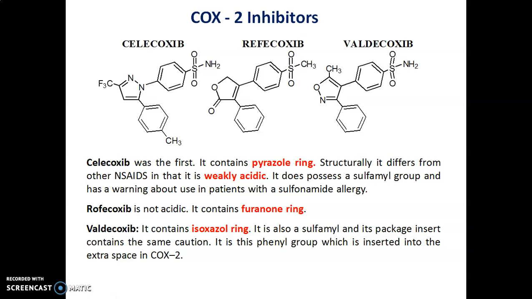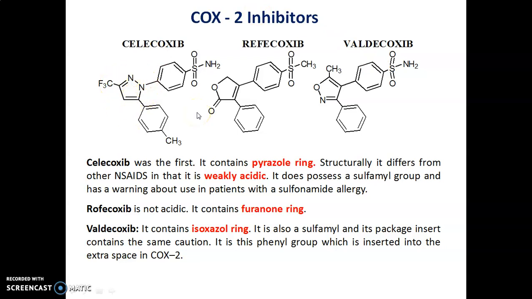The last class is COX-2 inhibitors. Now, these drugs, they selectively inhibit cyclooxygenase 2 enzyme. So that's why they are called as COX-2 inhibitor. Examples include celecoxib, rofecoxib, and valdecoxib. Celecoxib was the first drug of this category. It contains pyrazole ring.